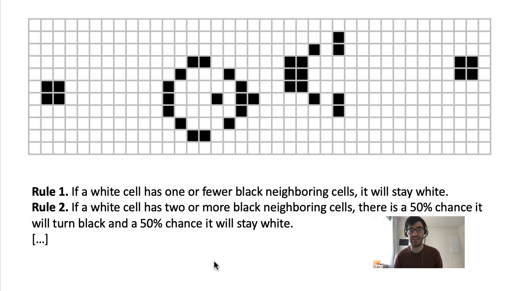But rule 2 tells us that if a white cell has two or more black neighboring cells, then there's a 50% chance that it will turn black and a 50% chance that it will stay white. For example, this white cell here has two black neighbors, and so there's a 50% chance that in the next moment it will still be white and a 50% chance that it will turn black. Ideally, we'll also have rules about how the black cells will evolve, but those won't interest us.